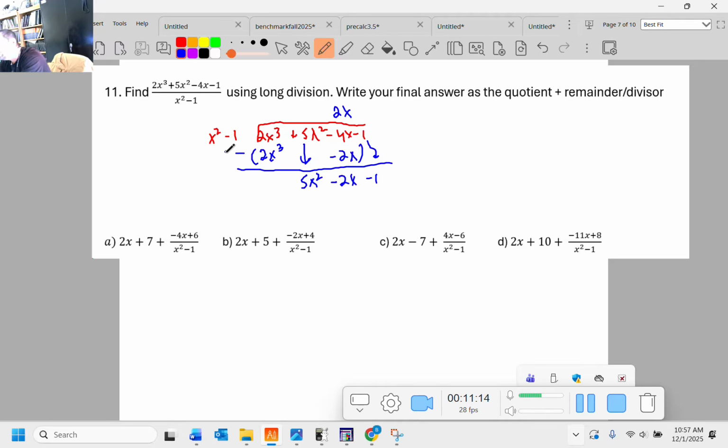Now, I want to turn this x squared into a 5x squared, which means I need a plus 5. 5 times x squared is 5x squared. 5 times negative 1 is negative 5, and I wrap before I subtract. Bring that negative 2x down. Negative 1 take away negative 5 is plus 4, and this, boys and girls, is your remainder. Choice B is the correct choice.